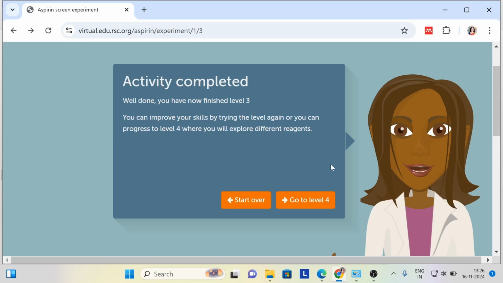Welcome back to the last level, level 4. In the previous three levels, 1, 2 and 3, we were able to synthesize the aspirin, then check the purity and recrystallize it. We did the calculation of yield also, and in the last level we optimized the parameters of time, temperature and catalyst for you. Let us quickly go to level 4.